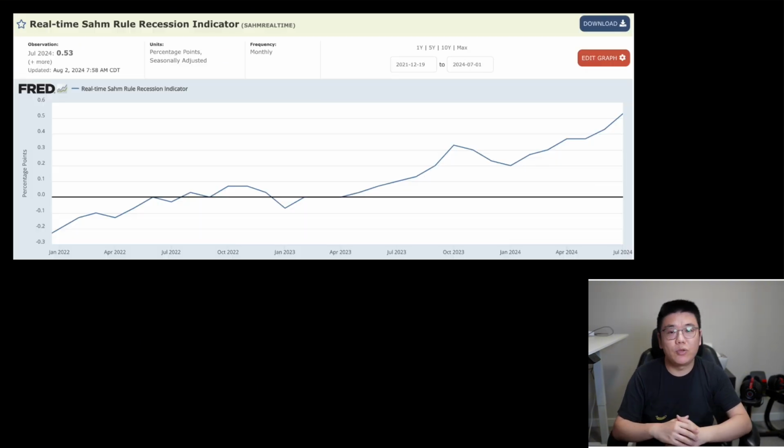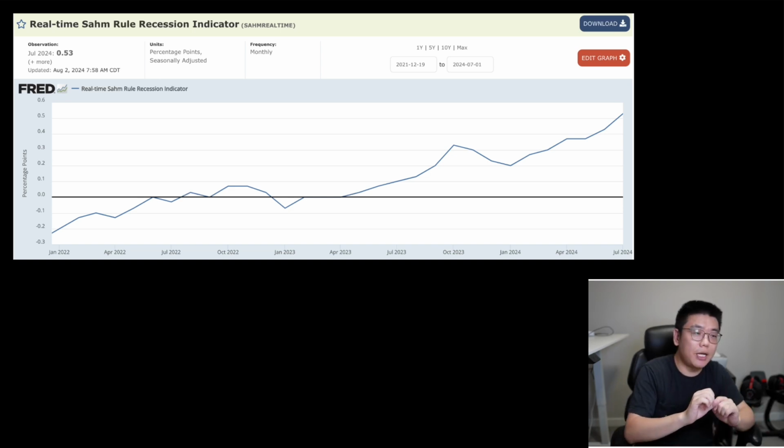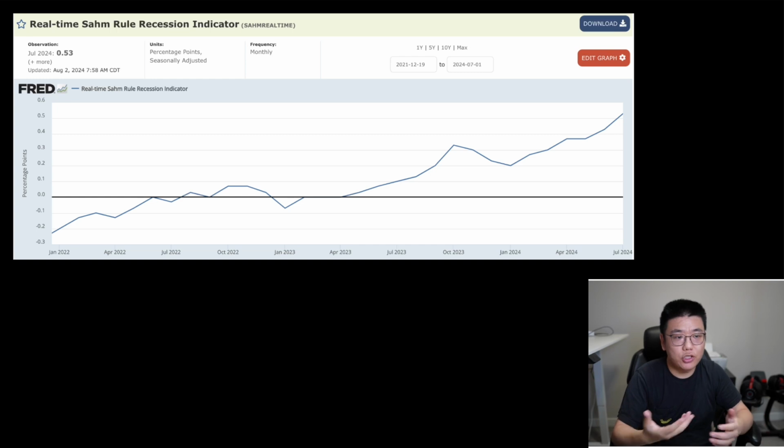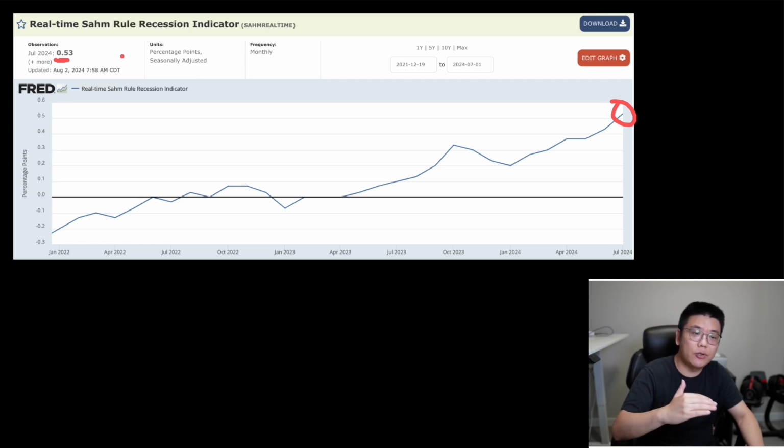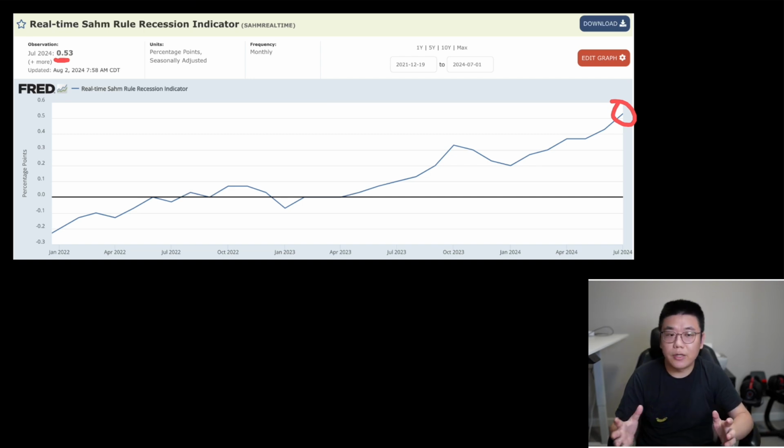And of course, the unemployment rate was also a part of the non-farm payroll data, with the unemployment rate skyrocketing to 4.3%. It triggered the VIX spike that happened on August 5th that I showed you earlier, and also it triggered the famous Sahm rule recession indicator. As we can see, the latest Sahm rule is at 0.53%, right? It's above the triggering line of 0.5%.